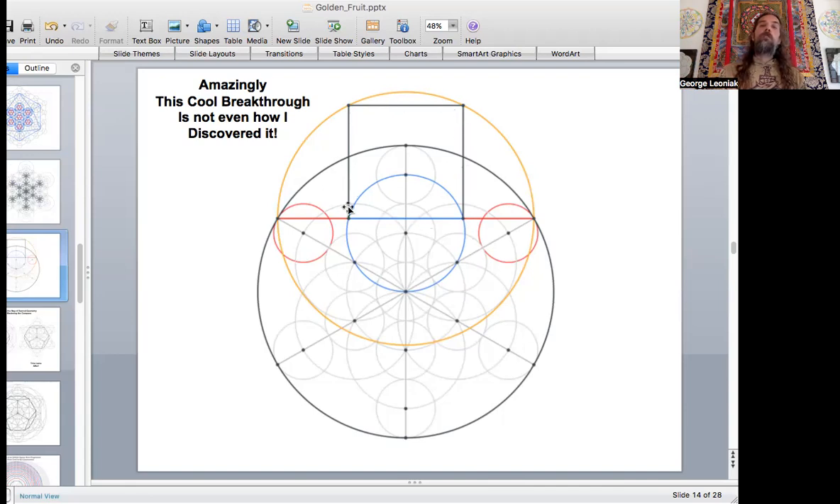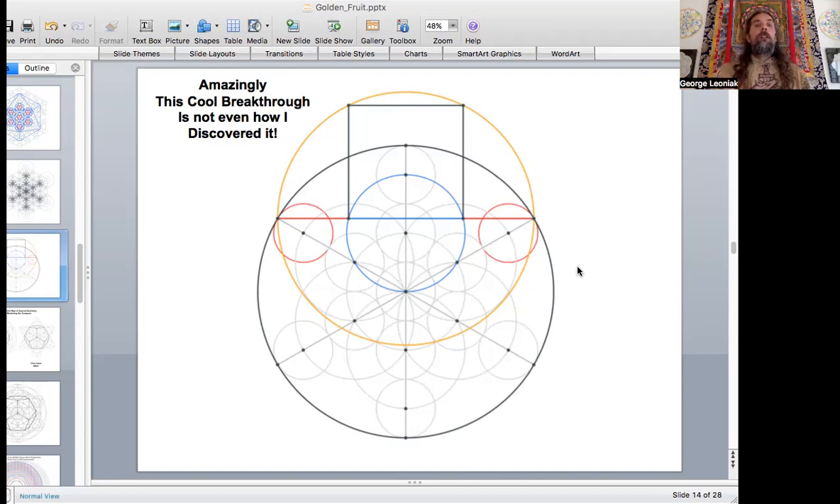If I do the square here and I take the midpoint, drop it down to the diagonal, draw a circle around there, well, that is going to be the square root of 5 here. And of course, that's showing me that I have one in the middle and 0.618 on either side. And that will be the square root of 5.